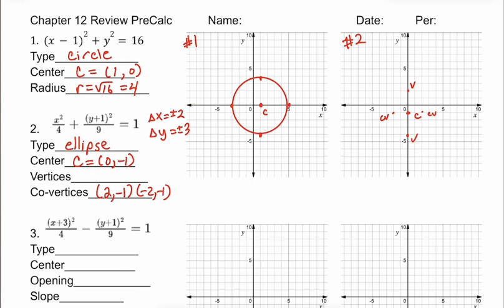So from my center, I have changed my y by 3. So those points happen to be (0, 2) and (0, -4). And you could count it out if you wanted. And then make yourself something that looks kind of like an egg. So that is number 2. Any questions about our ellipse?